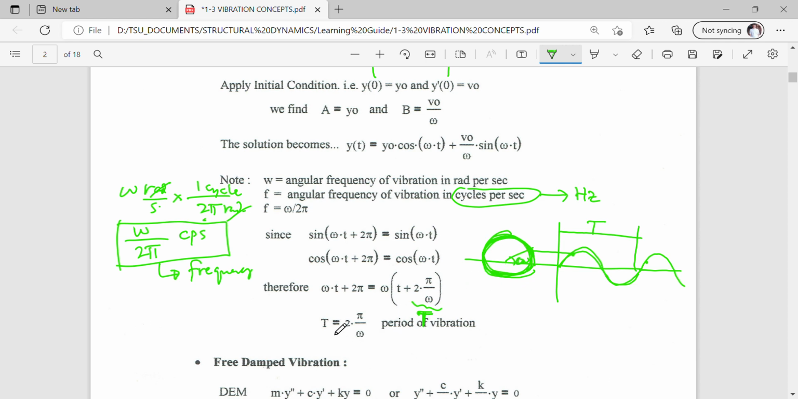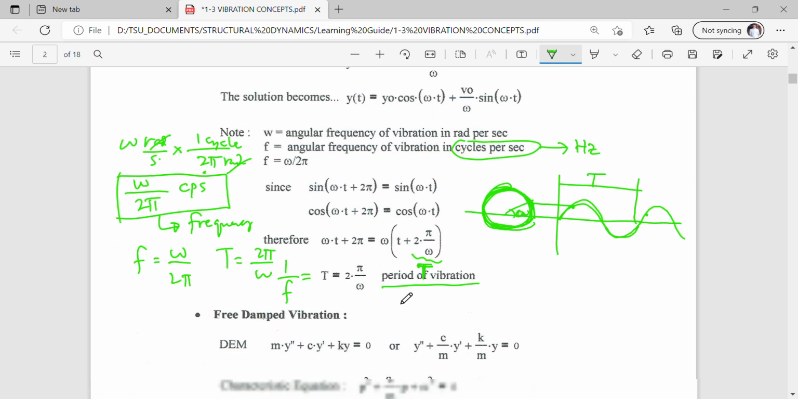Hence, this T here, which is equivalent to 2 pi over omega, is simply called the period of vibration. And you will notice that this is simply the reciprocal of your frequency here, so 1 over f. Why? Because your frequency is omega over 2 pi, and your period is 2 pi over omega. Okay, so the frequency and the period are just reciprocals.